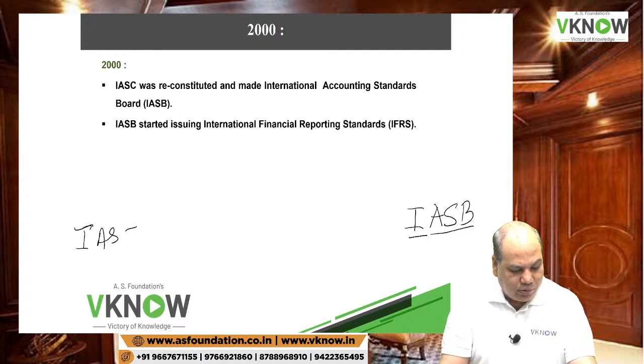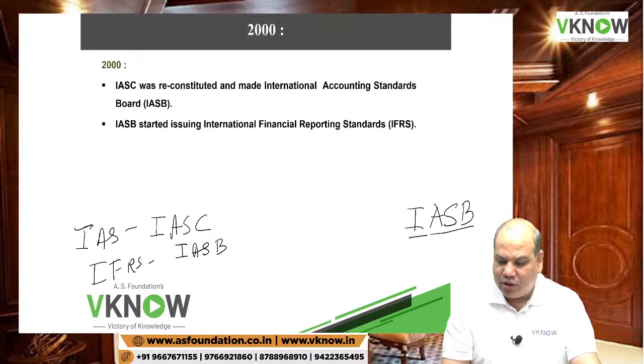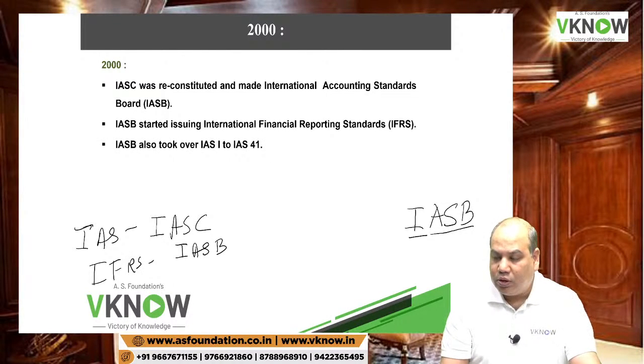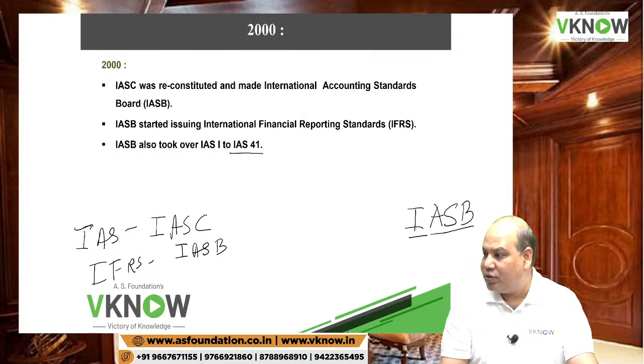The earlier body was called IASC, International Accounting Standard Committee. This was issued by IASC. Now IFRS are issued by IASB, International Accounting Standard Board. So what is the numbering system now they use? Have they continued after IAS 41, or they started with a new series?